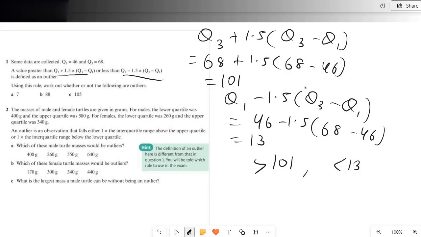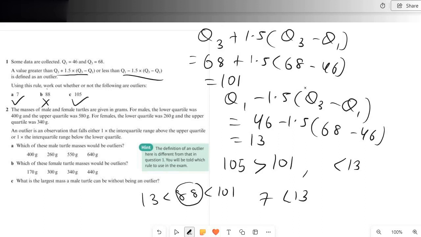So an outlier is defined to be something that is much greater than 101 and something that is less than 13. Here at number A, which is 7, we can see that 7 is less than 13. So this must be an outlier. For the next one, which is 88, we can see that 88 is within the range. For example, 13 is less than 88, which is also less than 101. So because this is within this range, this is not going to be an outlier. And for the last one, 105, you can see that 105 is greater than 101. Therefore, this is going to be an outlier.